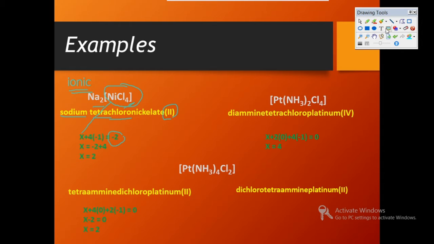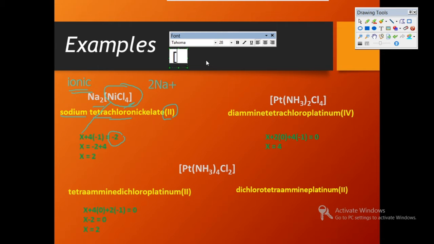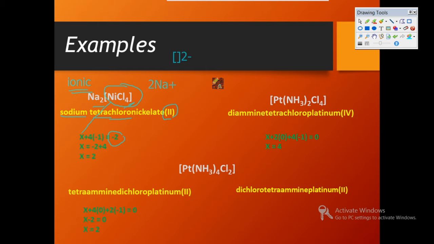If you split this compound, it splits like this: 2 Na+, and the counter ion, that means the ion which is present inside the coordination sphere, has a charge of -2 as indicated here. Therefore I have put -2 in this position. So X plus 4 into -1 is equal to -2. Next we have to find the value of X, and the value of X is found to be +2. After finding the value of X, you write it at the end of the name. Therefore this compound is sodium space tetrachloronickelate(II).